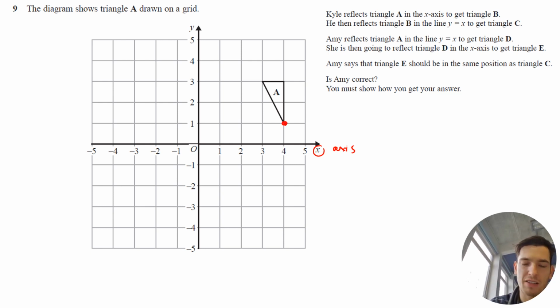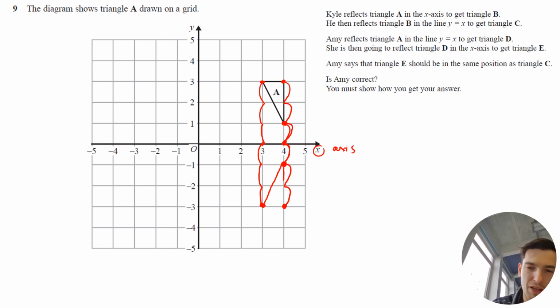Now I know when I'm reflecting a point in a line, I've got to move the same number of squares away from the line that I moved towards it. So I've moved it 1 towards the x-axis, so I'm going to move it 1 away. Let's take this top point here, and I'm going to move it 1, 2, 3 to the axis, so 1, 2, 3 away. And the same for this one here, 1, 2, 3 towards the axis, 1, 2, 3 away. So if I draw up these dots, I'm going to get triangle B.